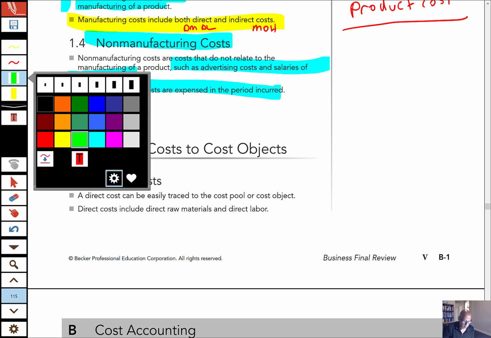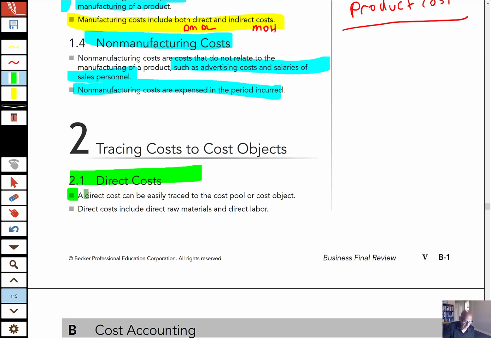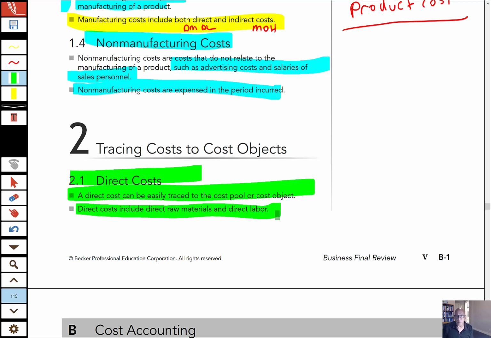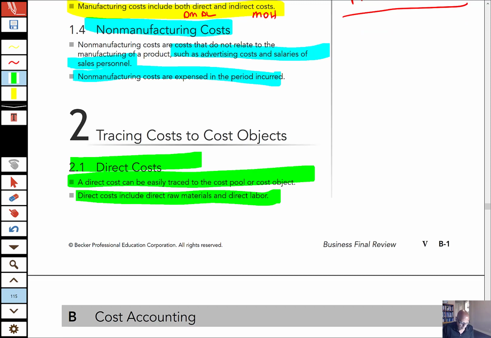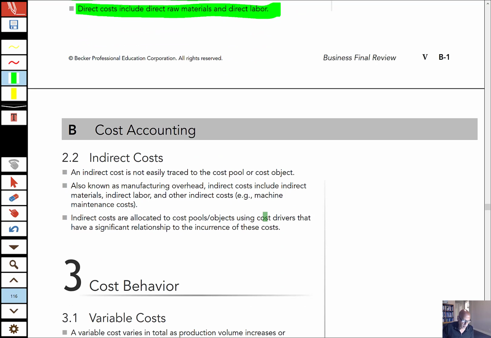Costs can be direct, meaning they are easily traced. So direct costs, direct materials and direct labor, are easily traced. The materials that go into building a wooden table are easily traced, right? The labor that somebody spends building that table is easily traced to the cost of that table. So that tends to be direct materials and direct labor. Indirect costs are not easily traced to the cost pool or cost object, to the product. So they're still product costs, but they're not easily traced.